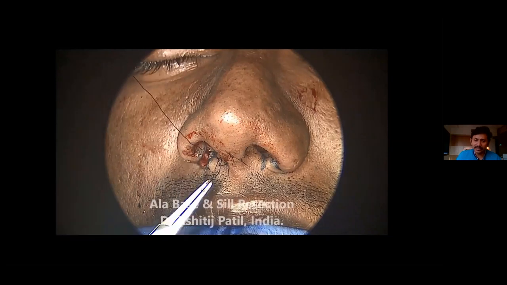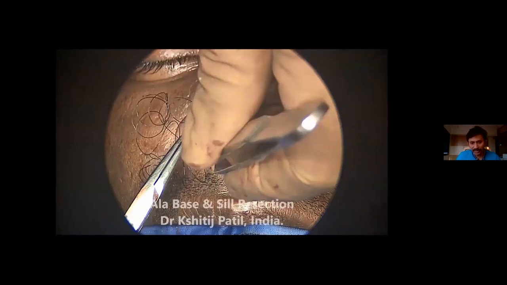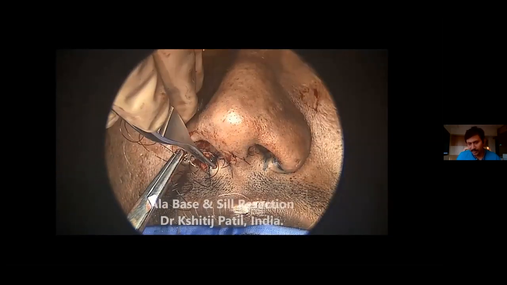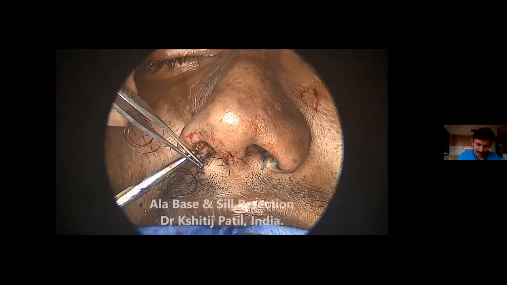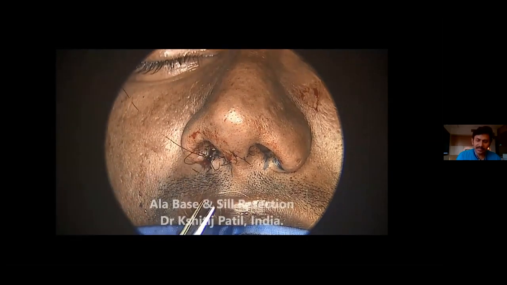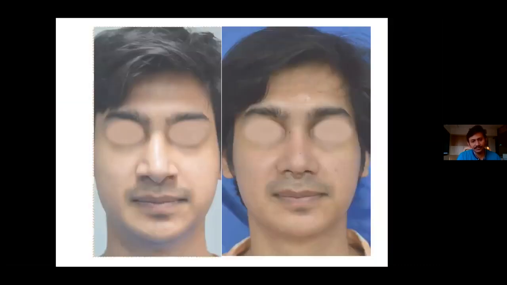And then this is sutured in 2 layers, and generally permanent sutures are used for this purpose. So this is ala base and ala sill resection combined. Few examples of ala base and ala sill excision.